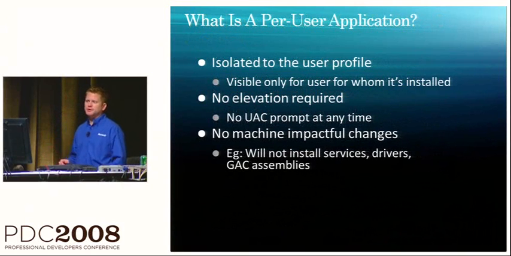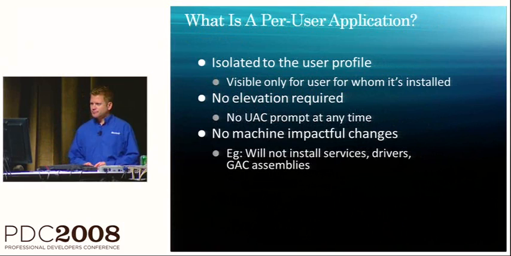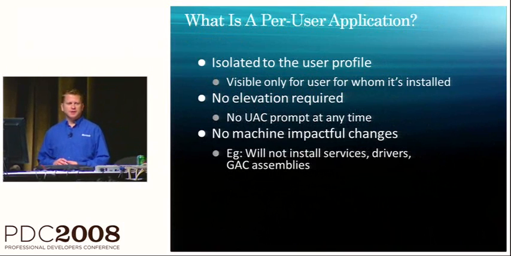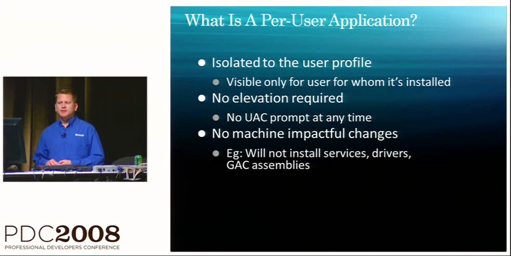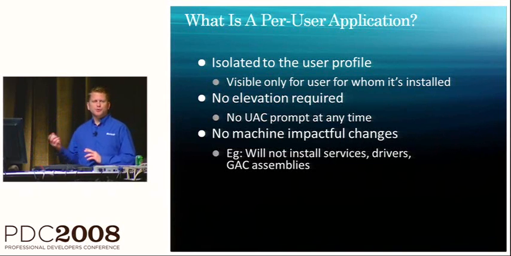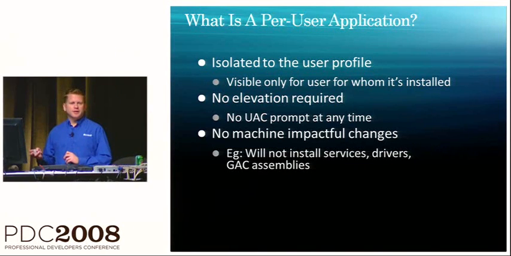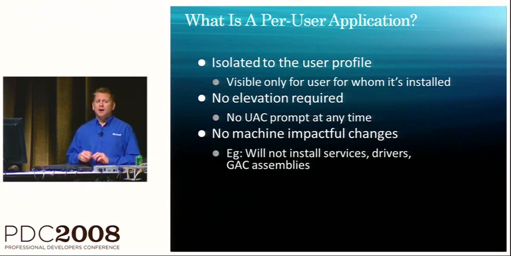So first of all, what is a per-user application? A per-user application is something that's isolated to the user's profile. It's only visible to the user for whom it's installed. And not only visible, but it's only accessible by that user, right? It's something that doesn't require elevation. You're not going to get a UAC prompt at install, uninstall, or servicing. You're not going to get a UAC prompt at runtime. And that really keeps it isolated to the user's profile.